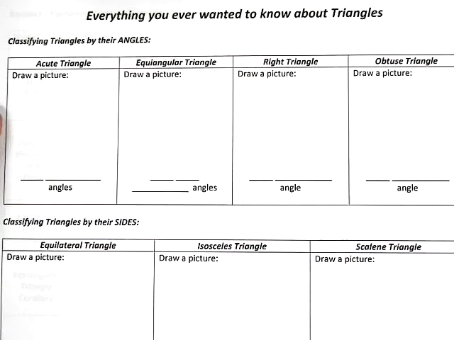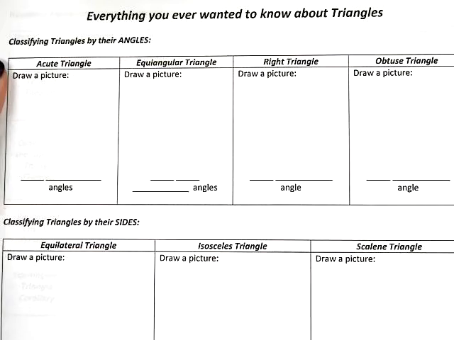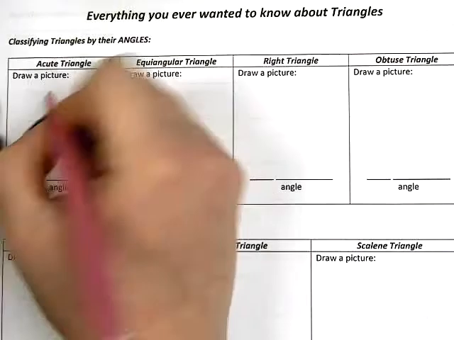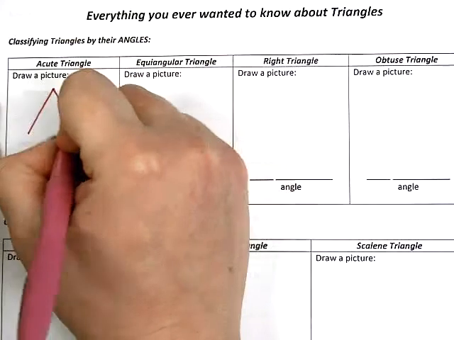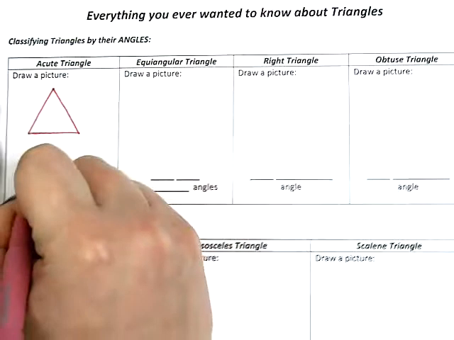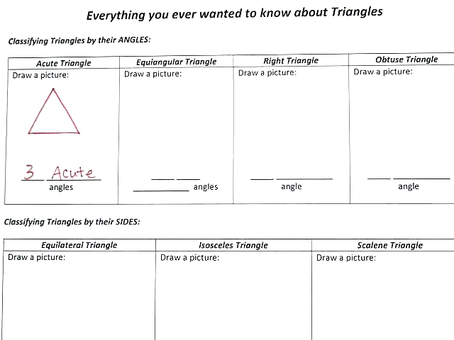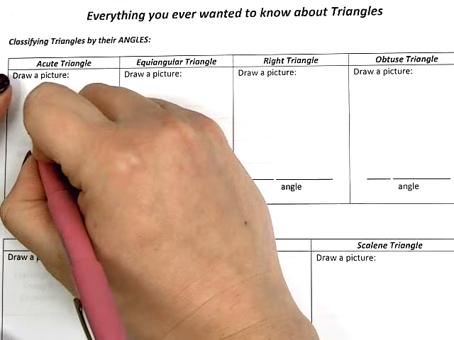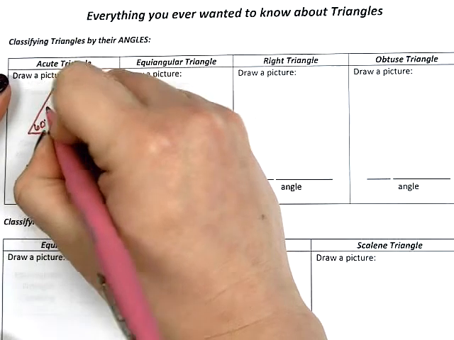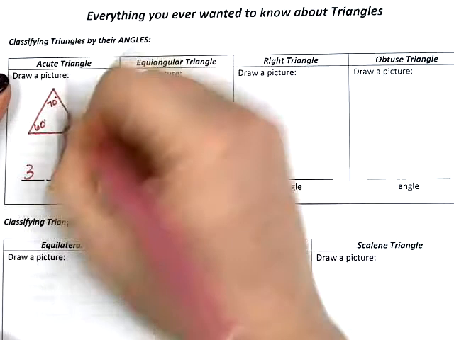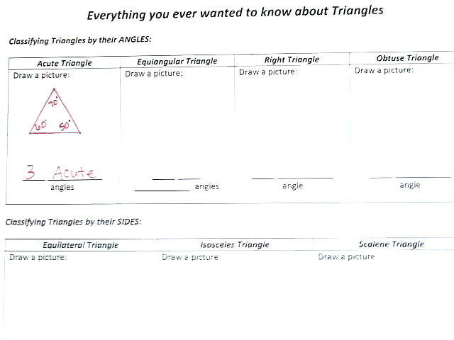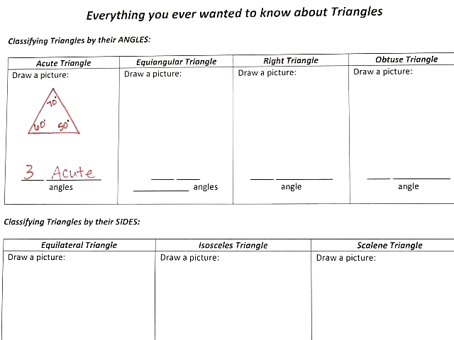All right? So we are going to start with classifying triangles by their angles. The first option that we have is an acute triangle. And an acute triangle has three acute angles. Okay, so it could be something like 60 degrees, 70 degrees, and 50 degrees. I didn't get out a protractor and measure it, that's okay, but all of those are clearly less than 90 degrees. So the point there is that we want a triangle that has three acute angles.